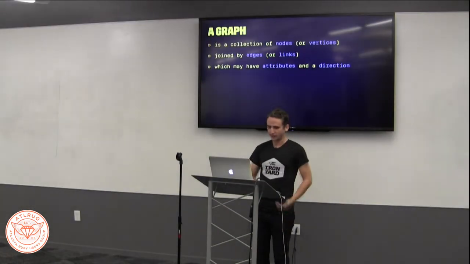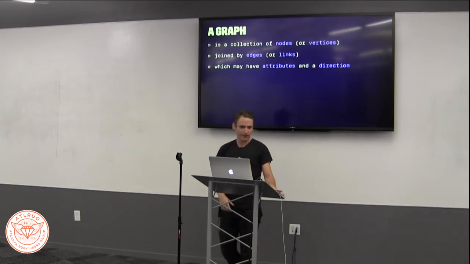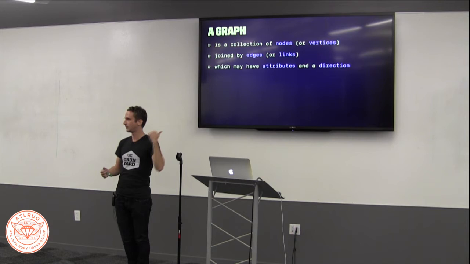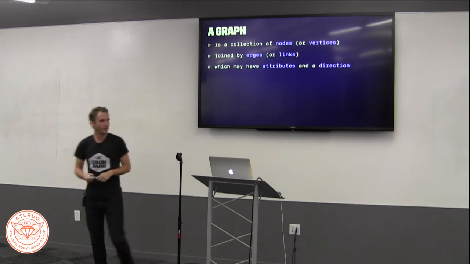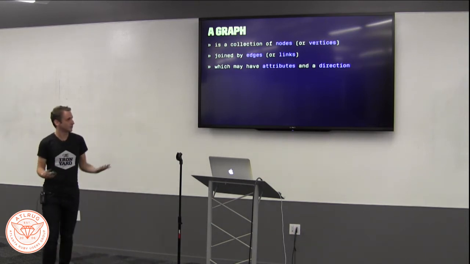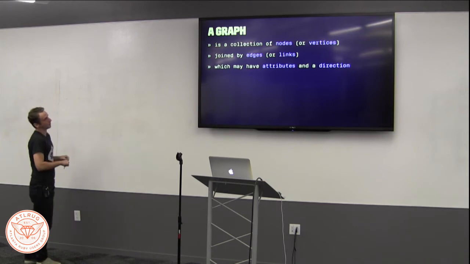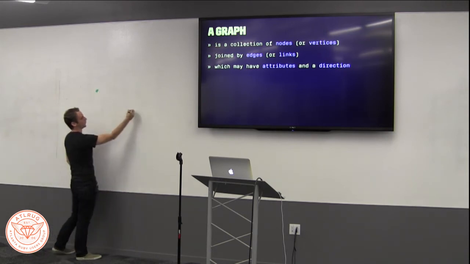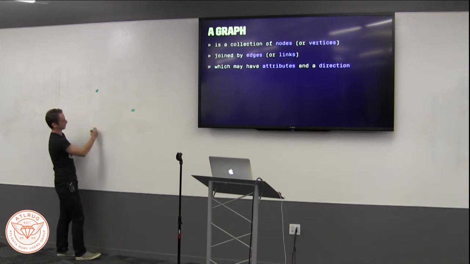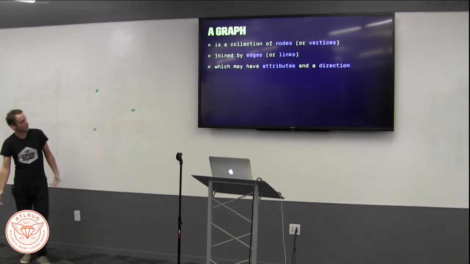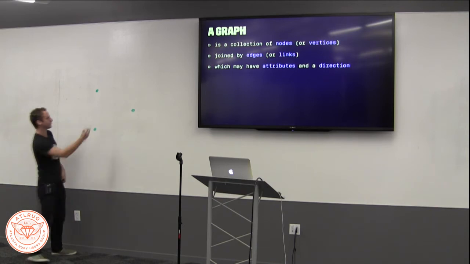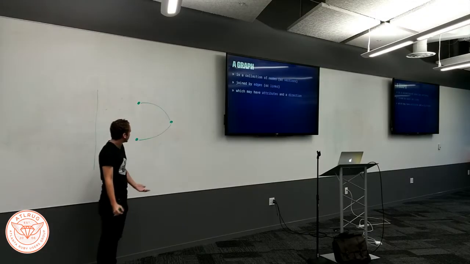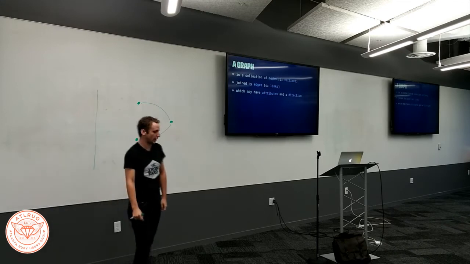But getting started, a graph, very broadly, is a collection of nodes. Can everybody see some TV somewhere? Okay. So it's a collection, very abstractly, of nodes or vertices, which I will draw as a dot. The nodes have edges or links joining them, which I will draw as a line. And it's really just broadly anything you can represent that way.